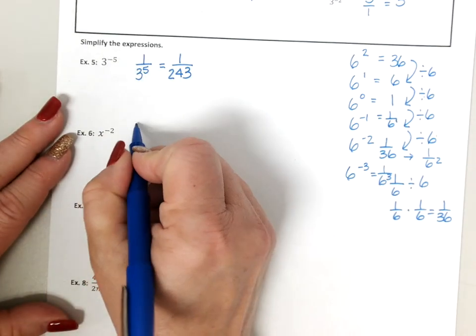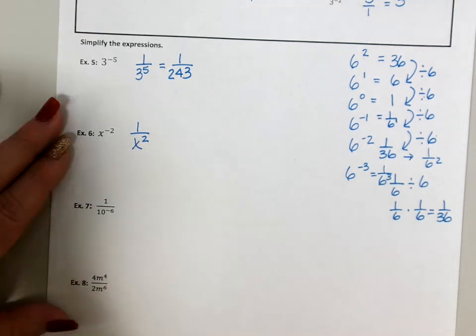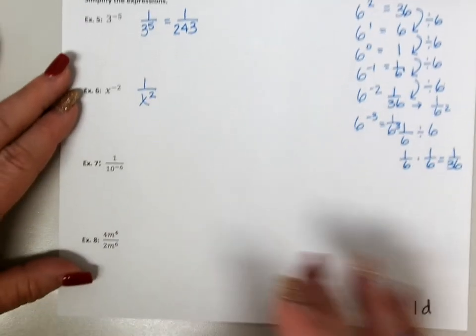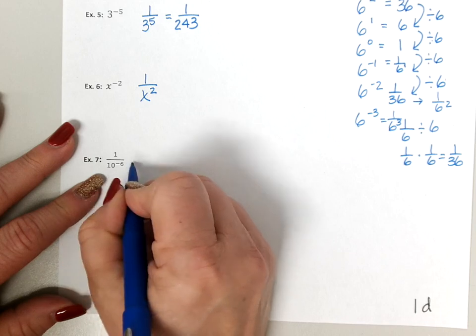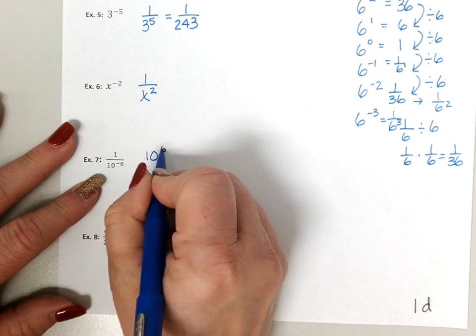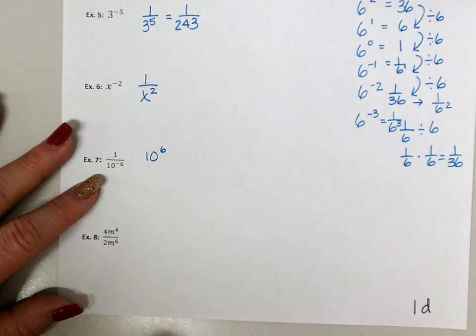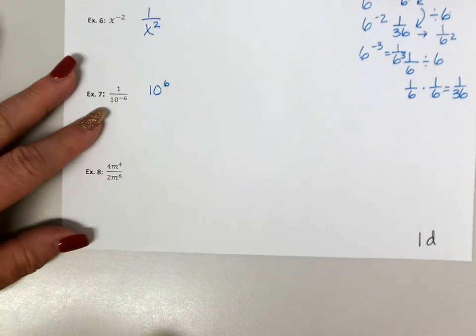X to the negative 2, I flip it, and I make the exponent positive. I can't solve that one because it's an x. This one, I'm going to flip because it's on the bottom, right? I'm going to put now the 10 on the top, and I'm going to make that positive. I don't need the 1 on the bottom, all right? If it wanted you to solve it, you would then do 10 to the 6th on your calculator.